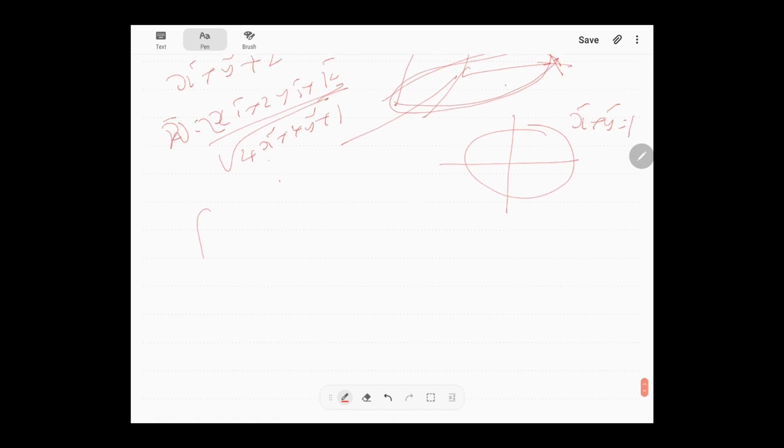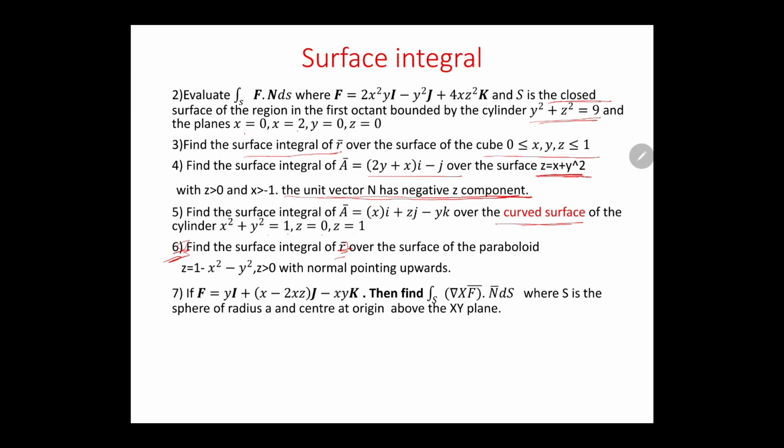So for this particular problem, the integral over S of r bar dot n bar ds is the double integral over R, this region. You know r bar, you know n bar, find r bar dot n bar, dx dy by n bar dot k bar, and then do the problem. The last problem is also in a similar way. Of course, here f bar he has given. Simply find del cross f bar and then find its dot with n bar. It's a very simple problem he has given.